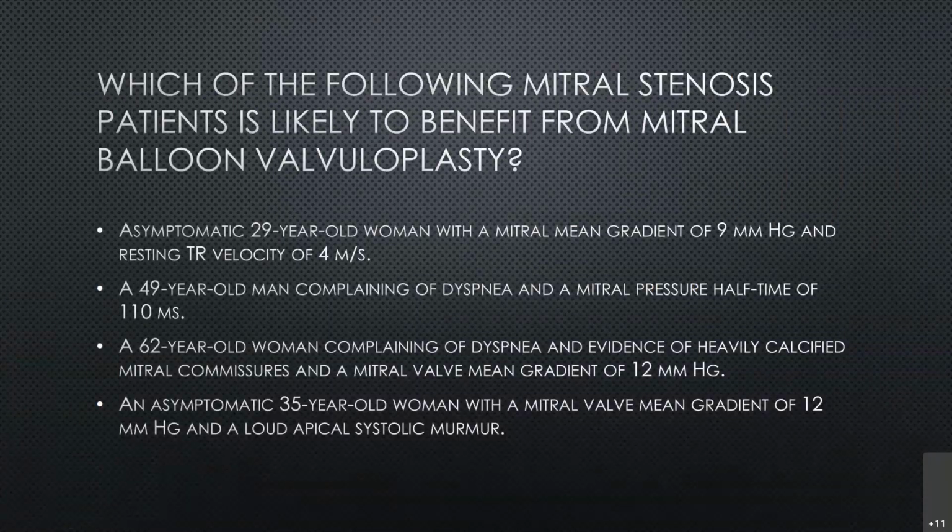Yeah. I think the answer is basically the first one, an asymptomatic 29-year-old with a mitral mean gradient of 9 and a resting TR velocity of 4. So the PA systolic pressure would be 64. And then the second one, 220 divided by 110 is 2 centimeters squared, so it's not severe. The third one is a degenerative MS, and the fourth one likely has severe MR, or at least moderate to severe MR, which is a contraindication. Perfect. You went over everything.